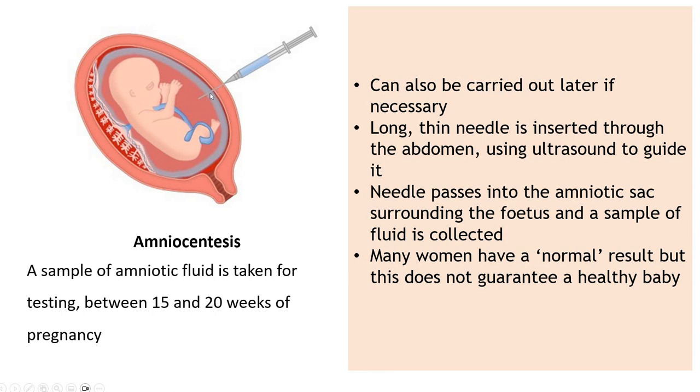So, amniocentesis is where a needle is placed into the amniotic fluid, and a sample of the amniotic fluid is taken, and it has to happen between 15 and 20 weeks of pregnancy. So a long thin needle is inserted through the abdomen using ultrasound to guide it, and then the needle passes into the amniotic sac surrounding the fetus, and a sample of fluid is collected.